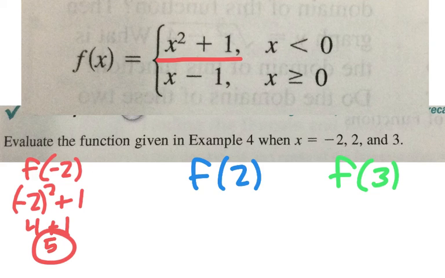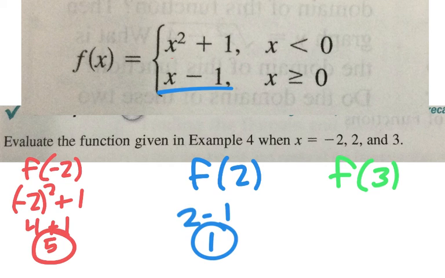Which function do you plug into, or which piece, the top one or the bottom one? Bottom. I agree. And what'd you get when you plugged in? Very good. 2 minus 1, which is 1. Any questions there? Pick a number 1 through 5. It's 3. All right, Huber.